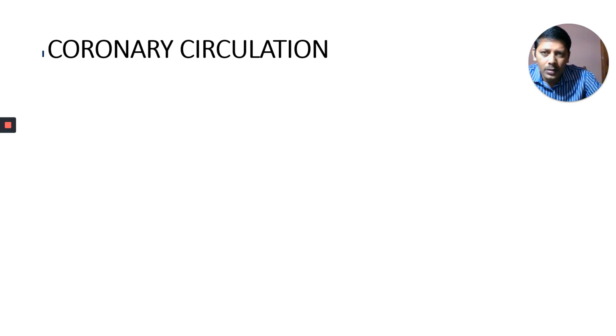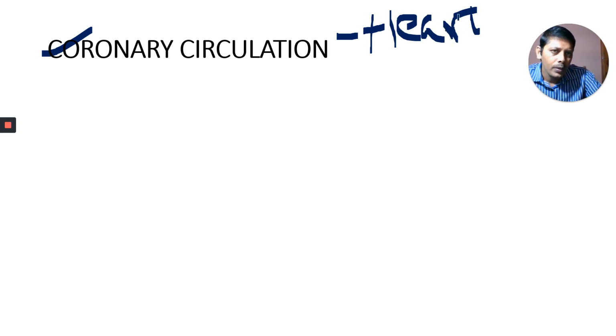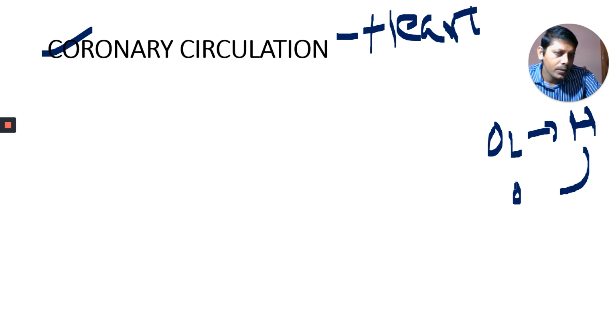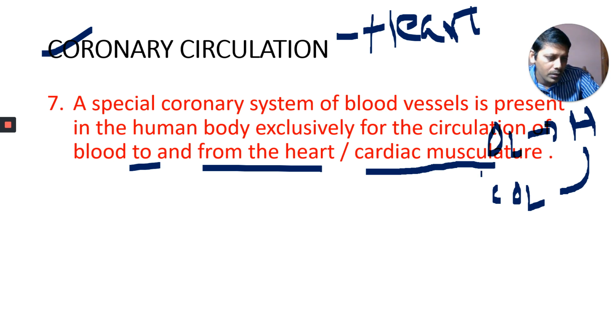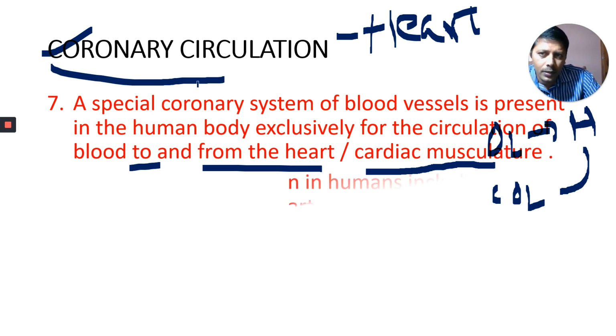Next, the third circulation is coronary circulation. It is exclusively for the heart. What is the importance of this circulation? It carries oxygenated blood to the walls of the heart, and from the walls of the heart it brings deoxygenated blood. A special coronary system of blood vessels is present in the human body exclusively for the circulation of blood to and from the heart, or the cardiac musculature of the heart. This is called coronary circulation.